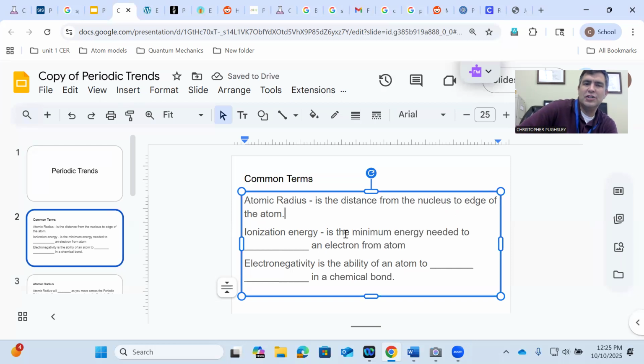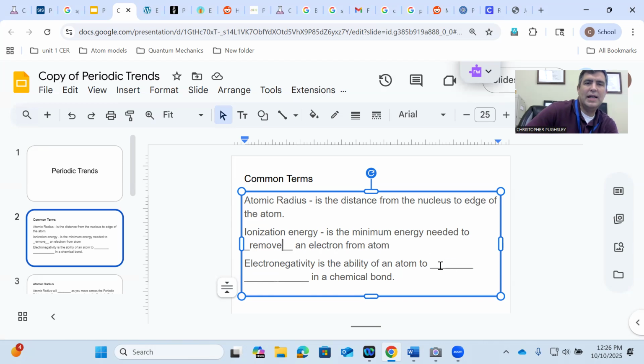The ionization energy is the minimum energy needed to remove an electron from an atom. Remember, ions are atoms of an element that have either gained or lost an electron. When we talk about ionization energy, we're talking about how much energy it takes to remove an electron. Some elements have a high ionization energy, so it takes a lot to remove an electron, and some take much less.